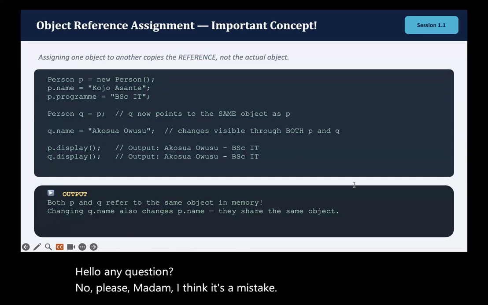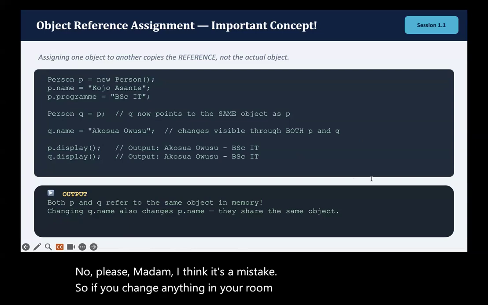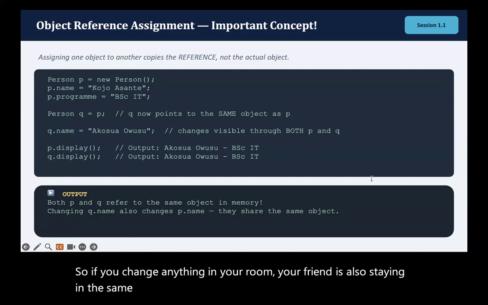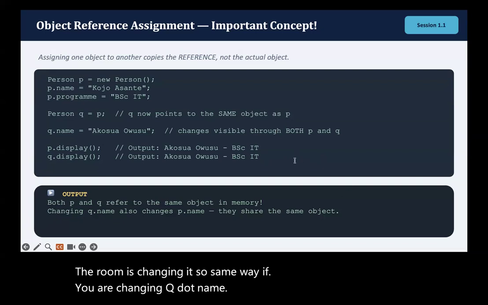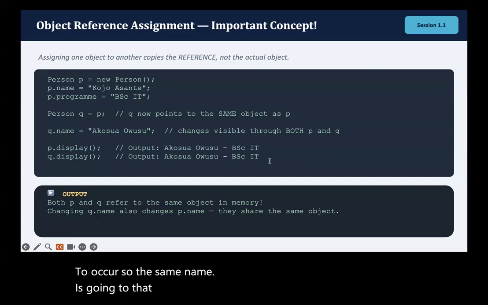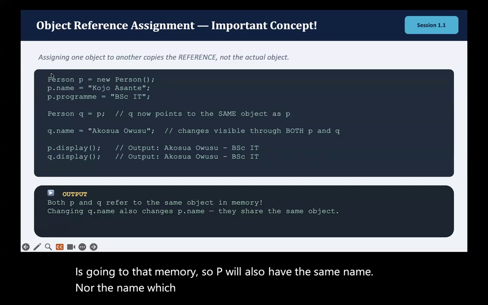So if you change anything in your room, your friend who is also staying in the same room can also access it, right? The room is changing. In the same way, if you are changing q.name to Akaso, the same name is going to that memory. So P will also have the same name, not the name with which we were initializing before. Now P will also have the same name.